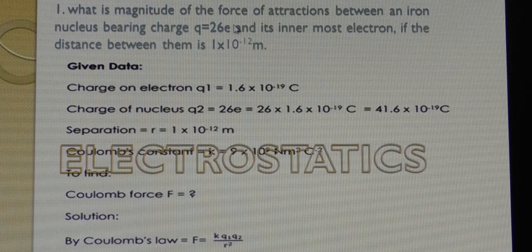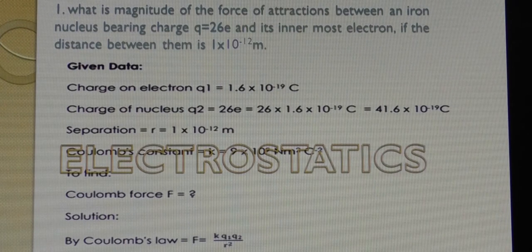And what do we have to find? We have to find the magnitude of the force of attraction. That is the electric force, and definitely this is the Coulomb force, because here we are dealing with two charged particles, one an electron and the other a nucleus. From Coulomb's law, we all know that F is equal to K Q1 Q2 over R square. By putting the values, as I told you about Q1, Q2 and R square, we get F is equal to 6 into 10 to the power minus 3 Newton. Dear students, you are going to solve it yourself.